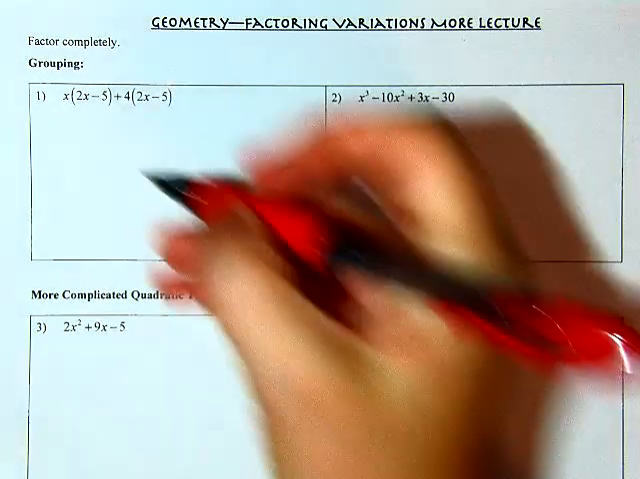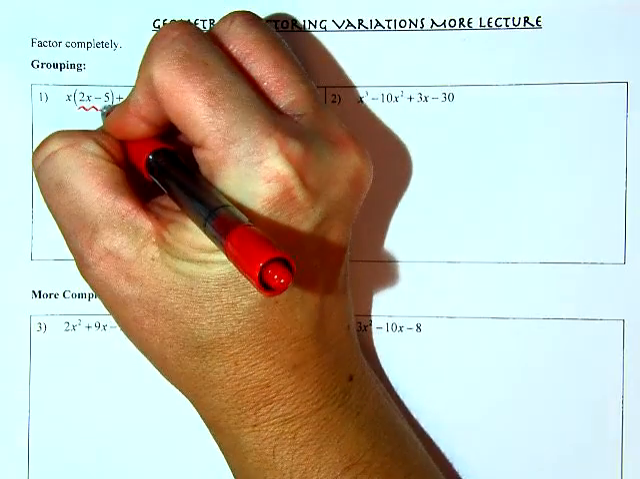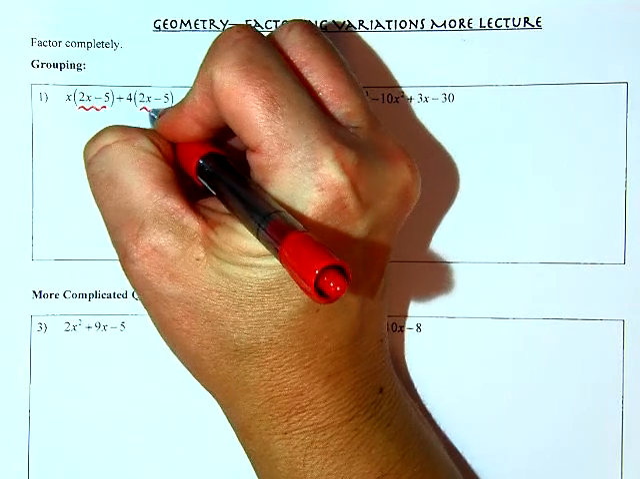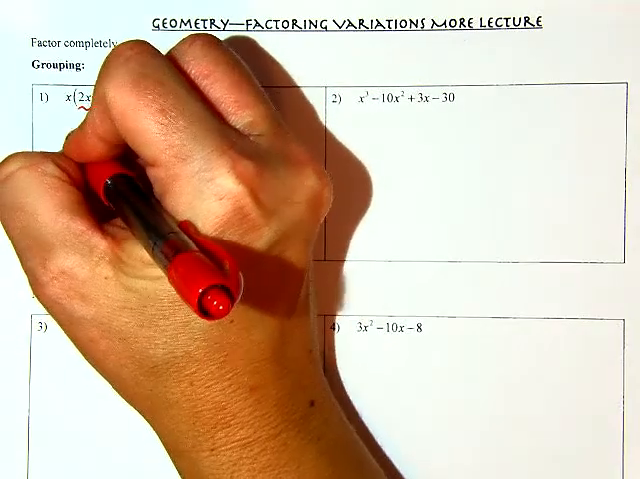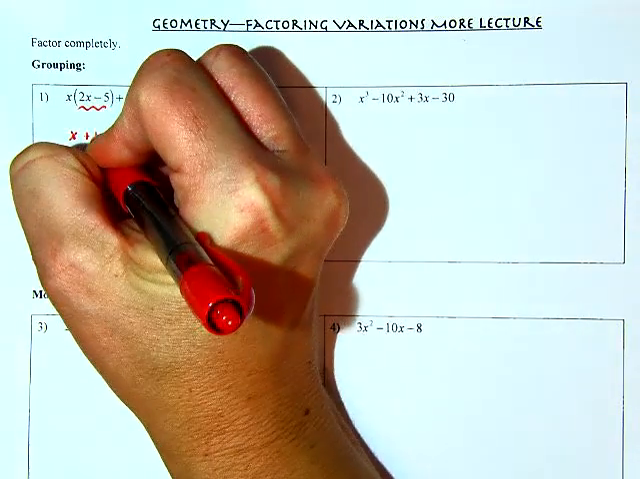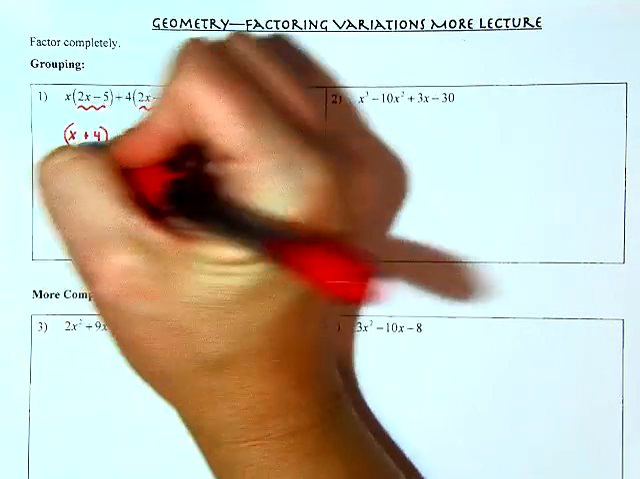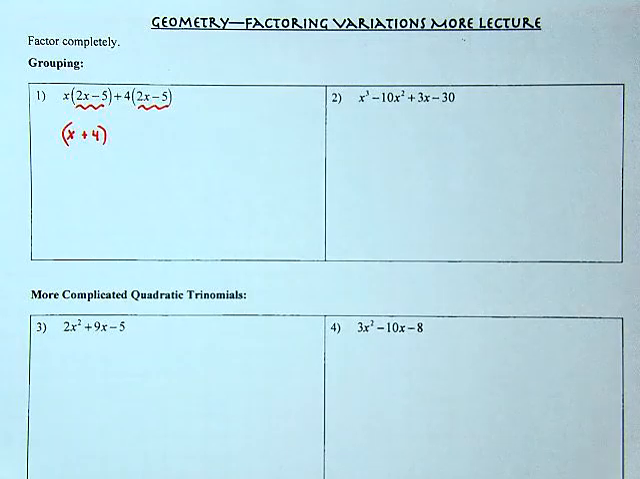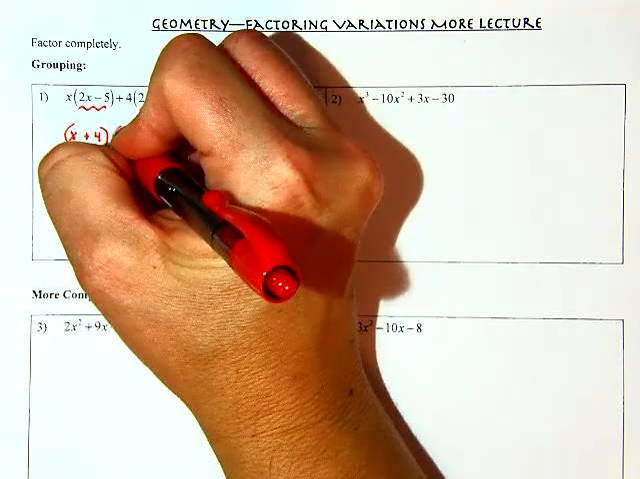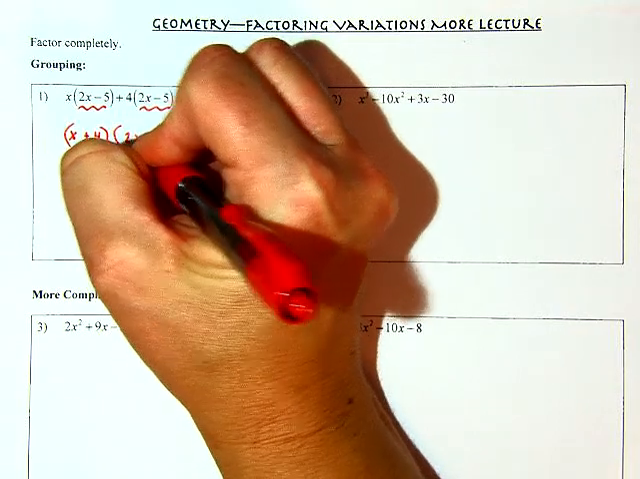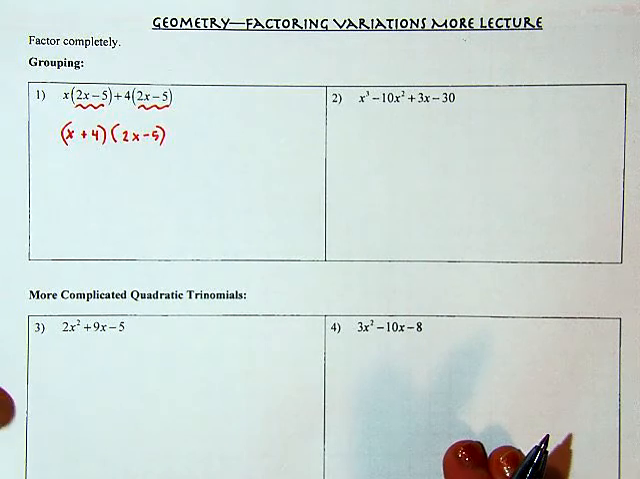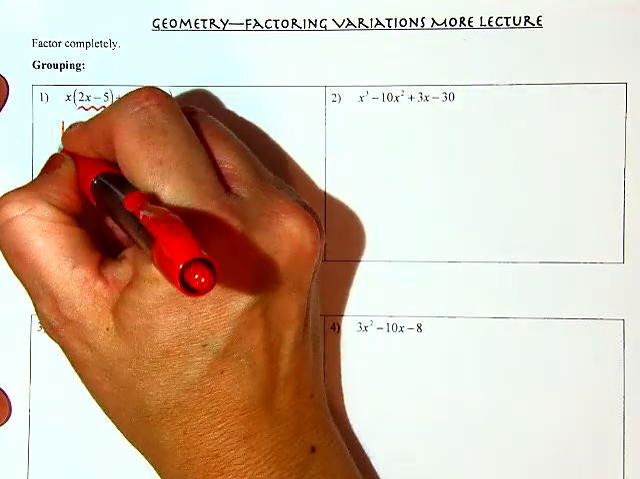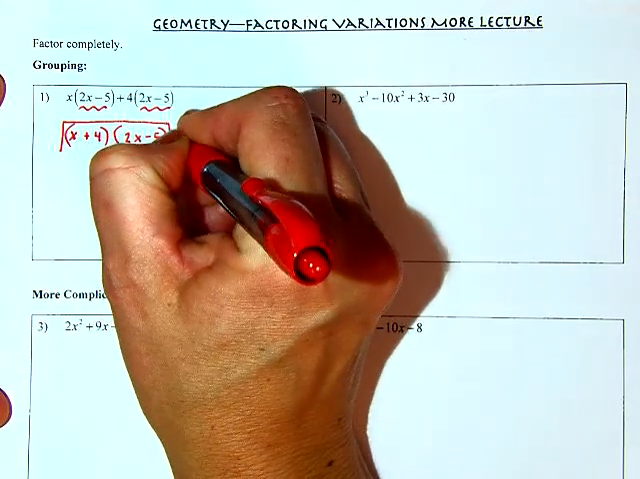The fact that these two packages of 2x minus 5 match, I can reorganize it by pulling the x plus 4 into its own group. So x plus 4 as a package times 2x minus 5. And that's really all I have to do. I'm factored already. So I'm going to go ahead and box it.